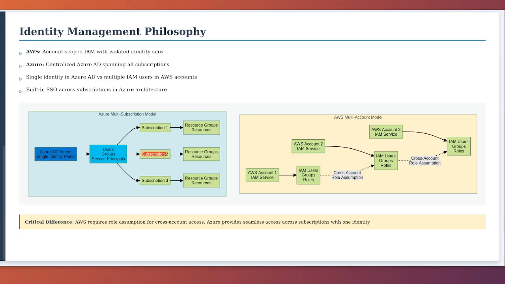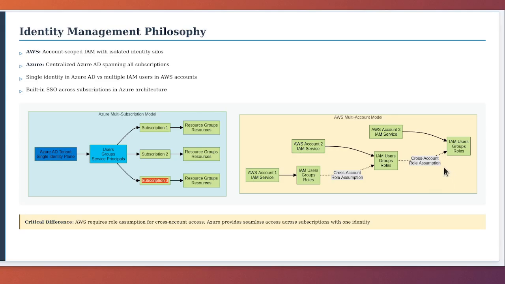The diagram on the slide illustrates this key difference. AWS shows three separate accounts, each with its own IAM service containing users, groups, and roles. Cross-account access requires role assumption with temporary credentials. Azure shows one Azure AD tenant at the top, containing all identities, with multiple subscriptions below. The same user identity flows down to all subscriptions without requiring separate credentials or role switching. This single sign-on capability across subscriptions is built into Azure's architecture from the ground up.